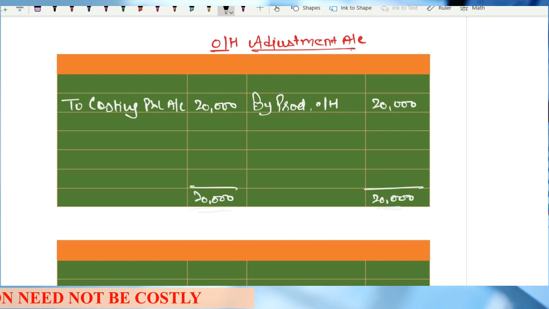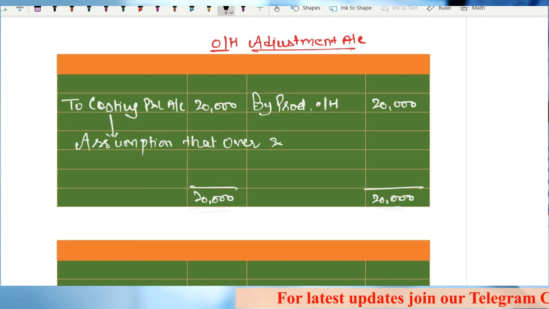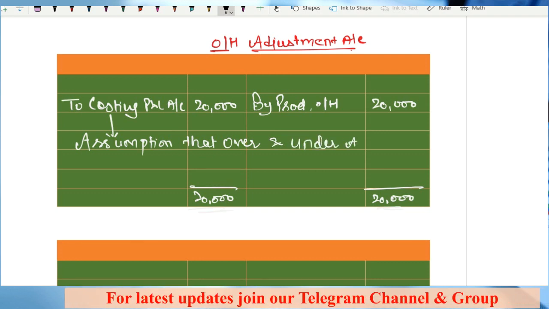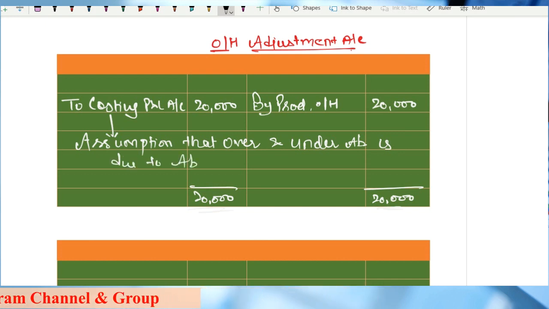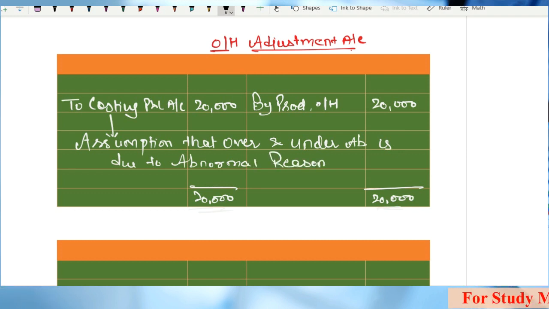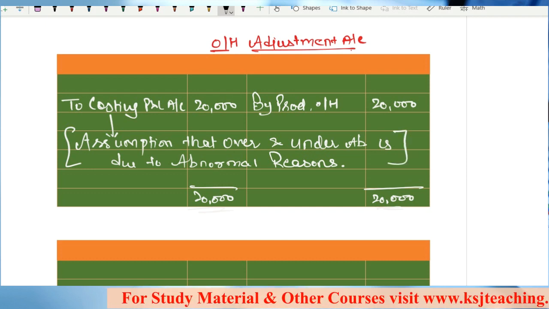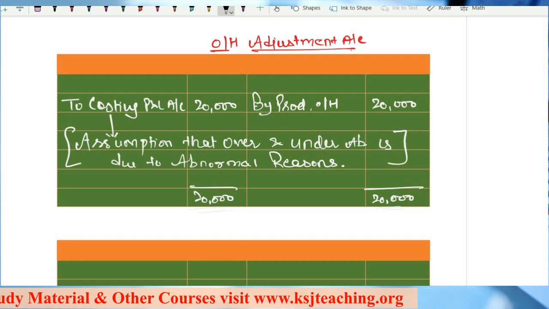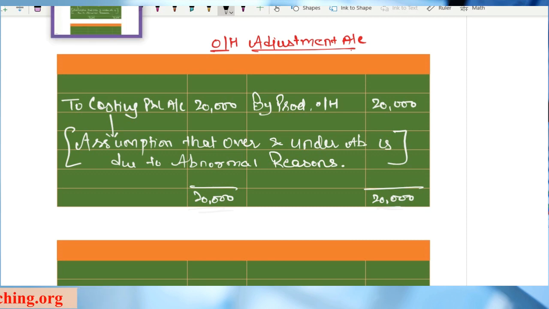Why is it transferred to costing P&L? On the assumption that the over and under absorption is due to abnormal reasons. We'll discuss the question where we'll be carry forwarding it to the next year, and I will discuss it with you again there.